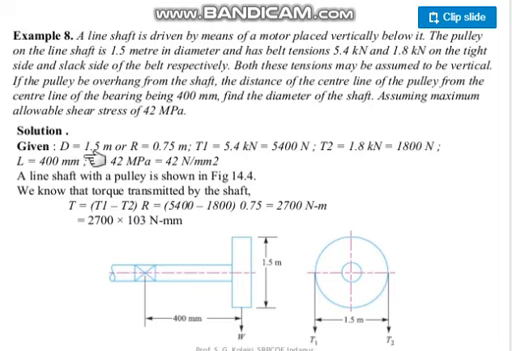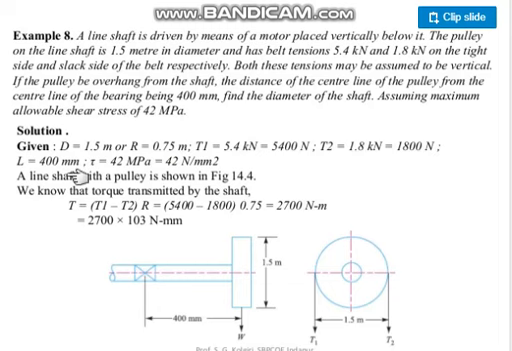Okay, what is the data given? Diameter is given to be 1.5 meters. That means R is 0.75 meters. You can convert it into millimeters here itself so that no confusion comes later. Otherwise, something is in meter, something is in millimeter, confusion will come. This is 1500. This is 750. T1 is 5.4 kilonewtons. This K should be removed, so this is 5400 newtons. T2 is 1.8 kilonewtons, means 1800 newtons.